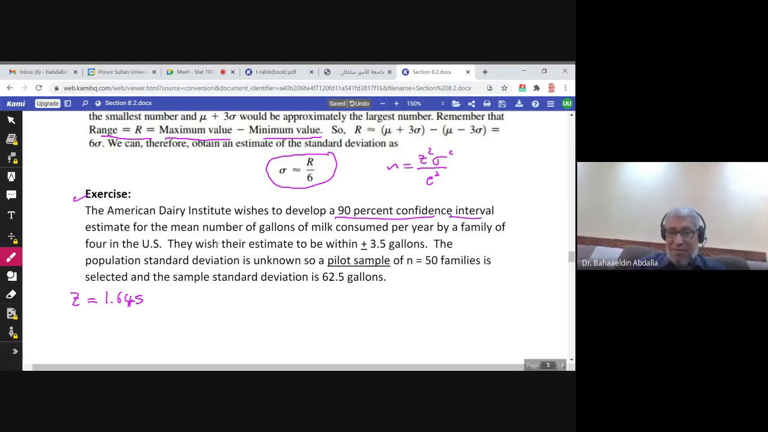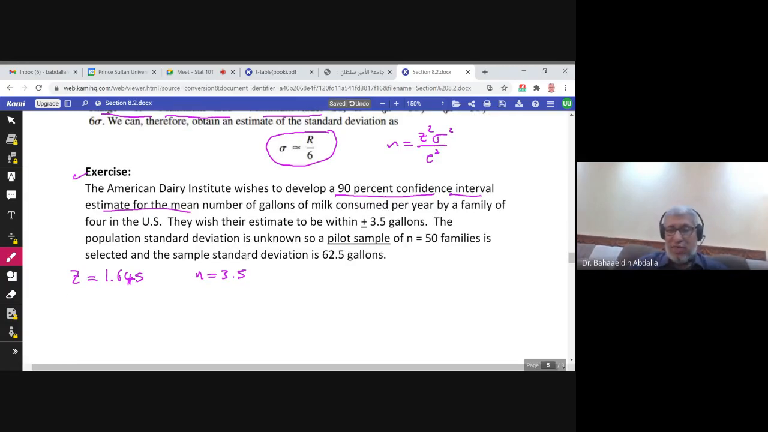Confidence interval estimate for the mean. For the mean number of gallons of milk consumed per year by a family of 4 in the US, they wish their estimate to be within 3.5 gallons. So this is E, the margin of error. It shouldn't exceed 3.5. Now, what do we need to determine here? We need to determine N, the sample size required, okay?